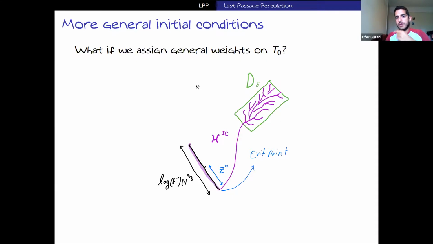So we can, as you said before, consider this line-to-point last passage percolation, where we assign weights on this anti-diagonal. And we can define this tree, which we now call HIC, which is basically the tree that consists of all the geodesics leaving from this anti-diagonal and ending somewhere in D delta.